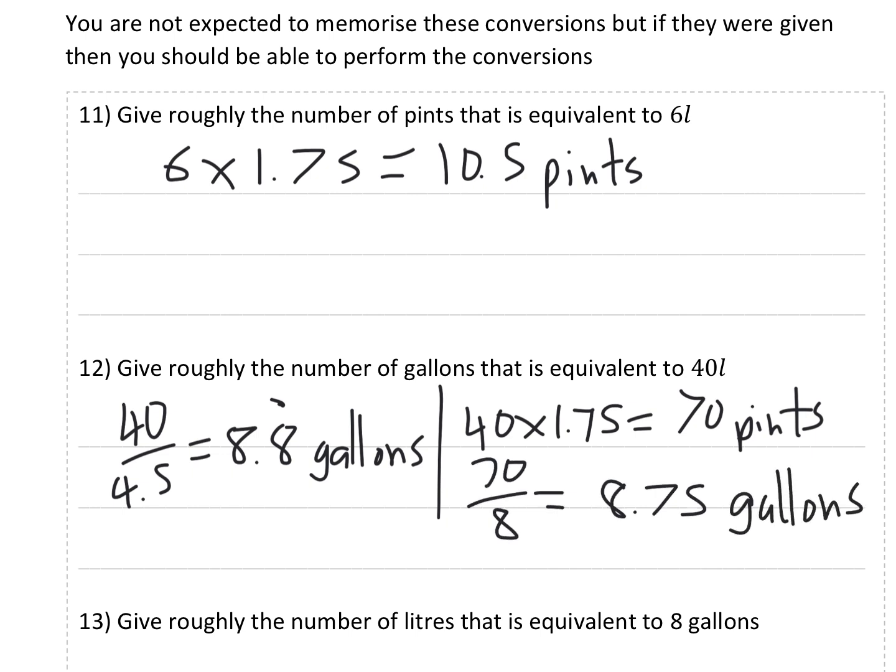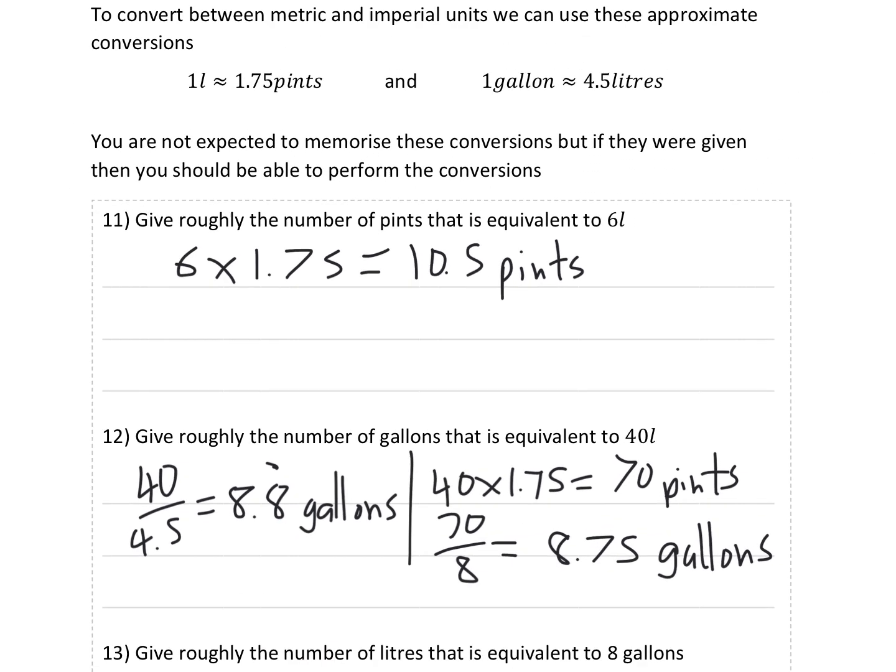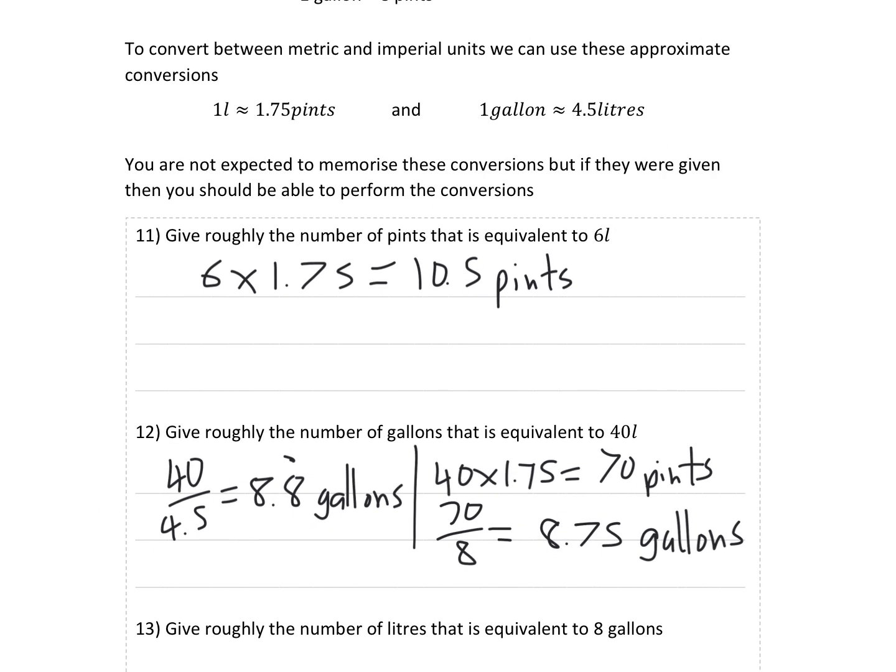Now, both of those would be correct. You're only doing a rough conversion, so you can see by using different conversions, you get slightly different answers. But they're not far off each other. 8.88 and 8.75. So both of those would be fine. Probably that one's the quicker one.